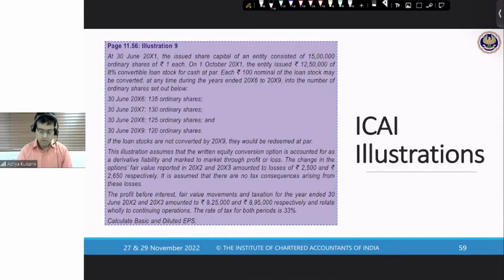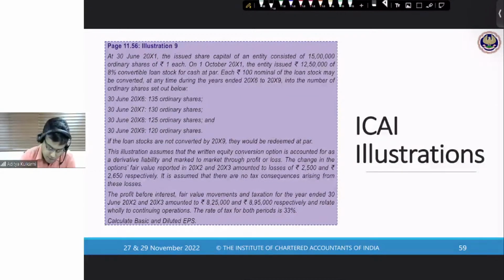Okay. So coming to the last question of the day. Illustration 9, you can mark this as important. It has been put in the recent syllabus. Okay. All right. So now let us start.